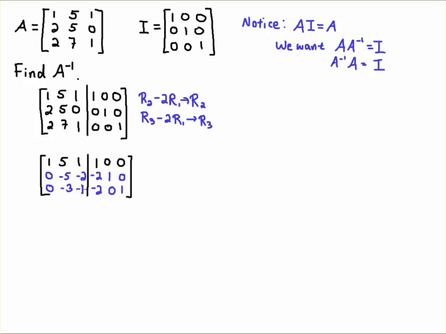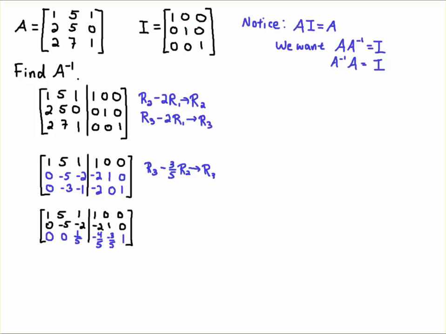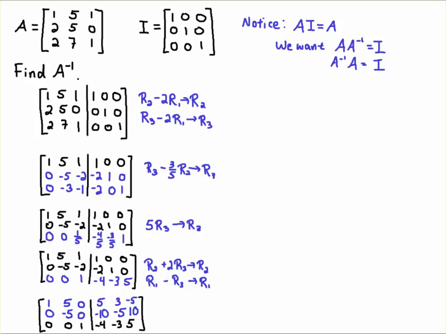Then I want to get rid of this minus 3. So I'm going to multiply row 2 by minus 3/5, add it to row 3, and then replace row 3. When I do that, I get the following result. Now, again, I have to do these operations to the right-hand side as well. Now I'm going to clear out those 5's in the denominators because I don't want to deal with those fractions. So I multiply row 3 by 5.